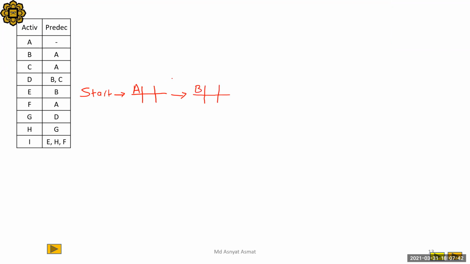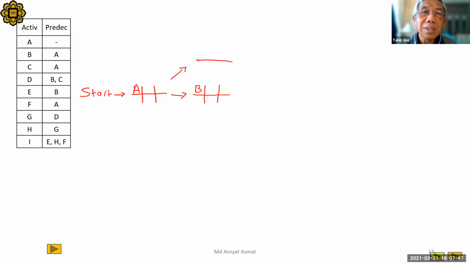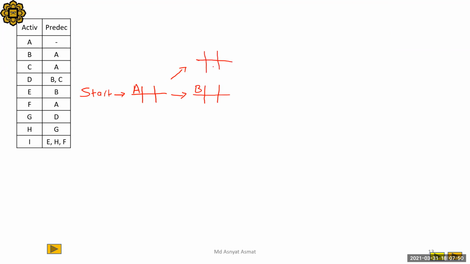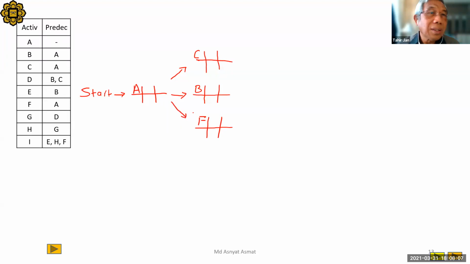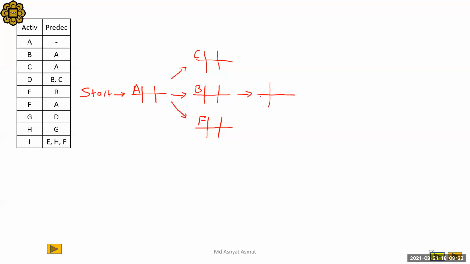I think I put C upstairs here. F is also after A. Okay. I put it downstairs here. Then E is after B. Somewhere here. After E, C also.